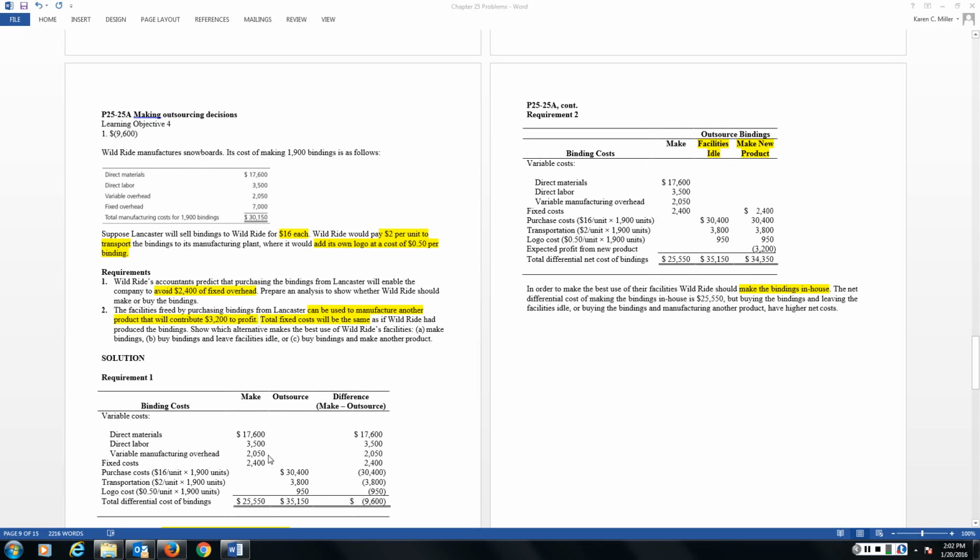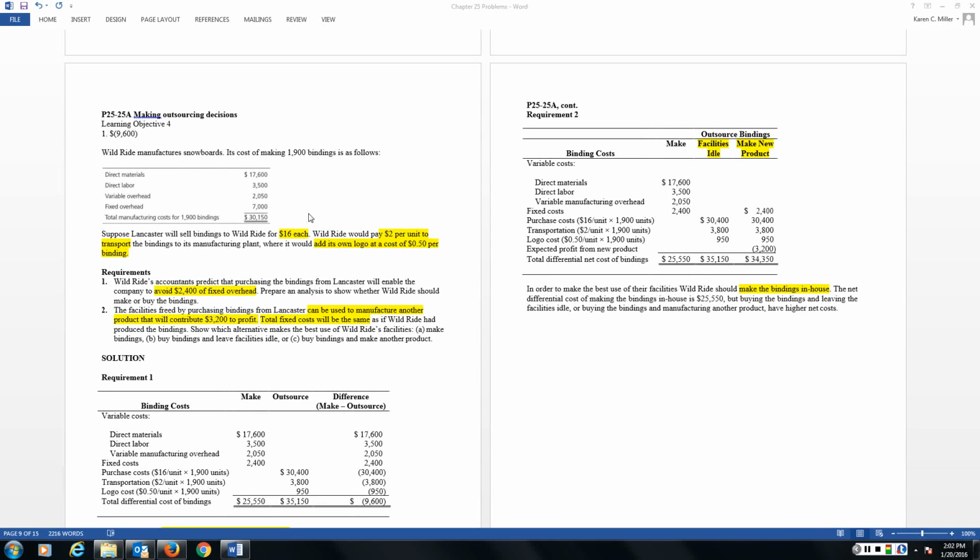But your book also tells us that we can get rid of $2,400 in fixed cost. So when we're talking about making, these are the costs that would change if I decided not to make the part. So they're relevant to the make decision. So the remaining fixed overhead amount is not going to change. So regardless of whether I continue to make this binding or I outsource it to someone else, those fixed costs will not change, so they are not relevant to this decision.